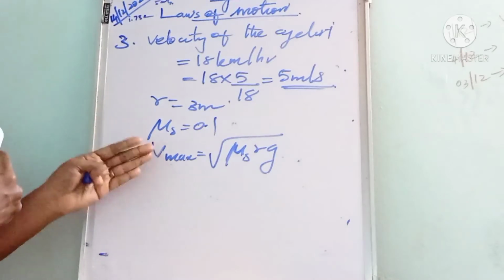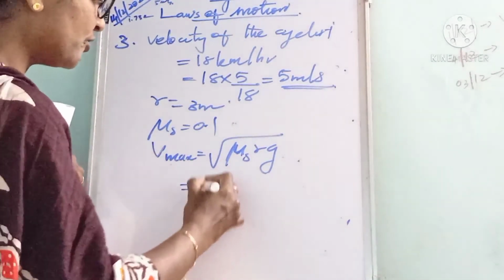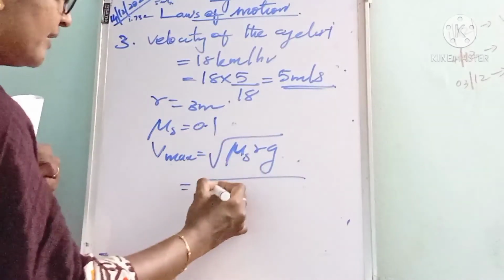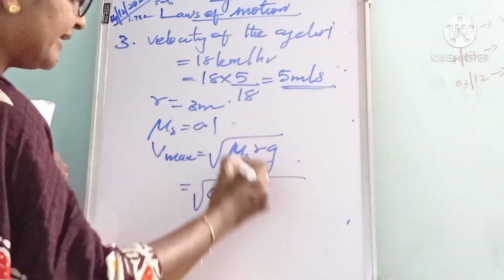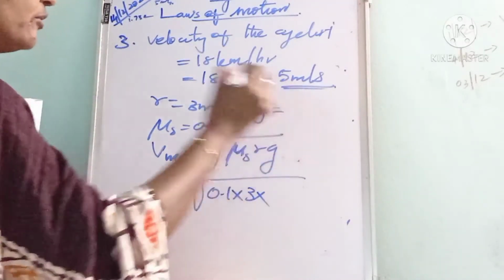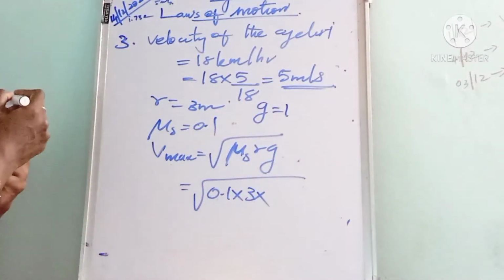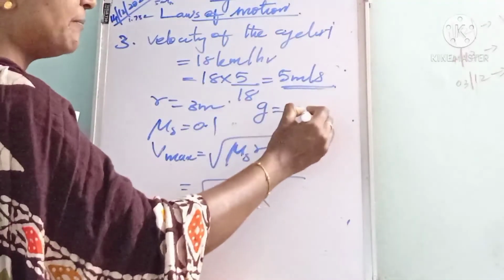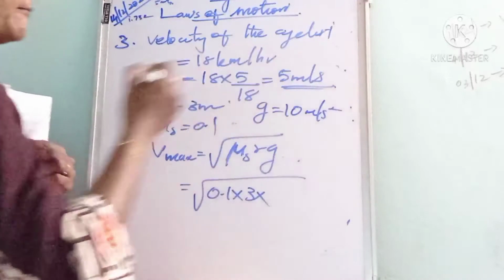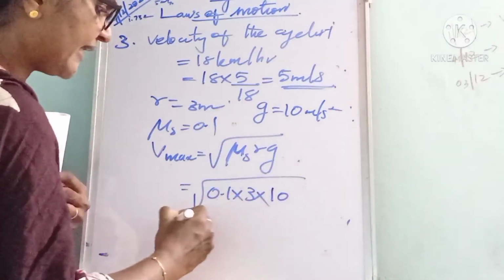Let's see what the maximum speed limit is. That is equal to the square root of mu s, which is 0.1, and the radius is 3 meter. Then g is the acceleration due to gravity. We can take it as 9.8 meter per second square, or approximately 10 meter per second square. For simplicity we are taking g as 10 meter per second square.